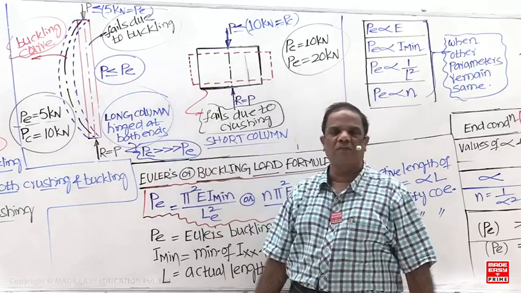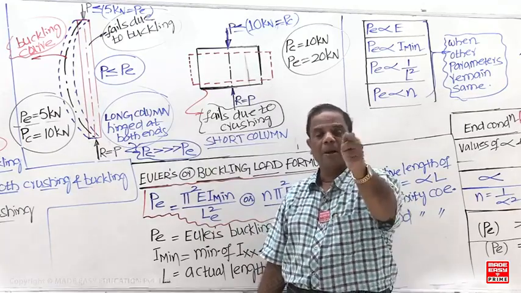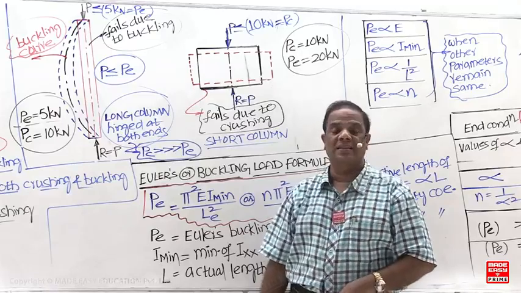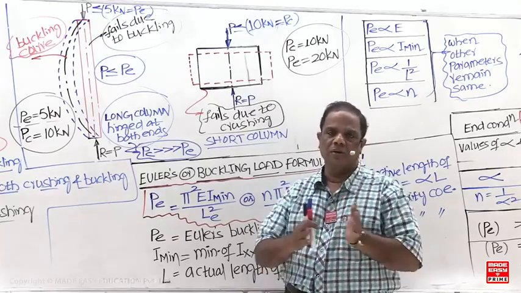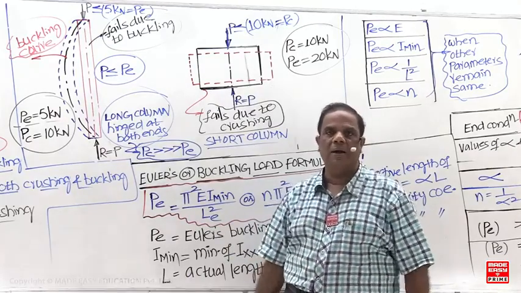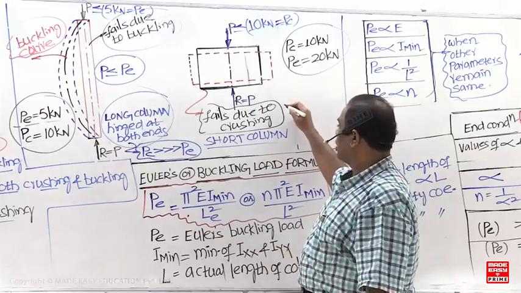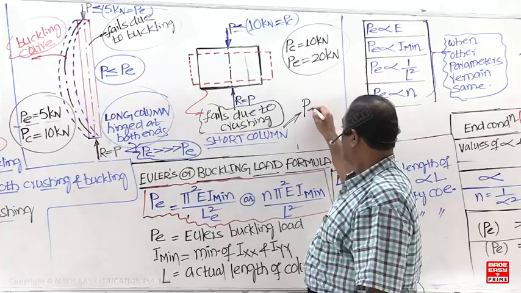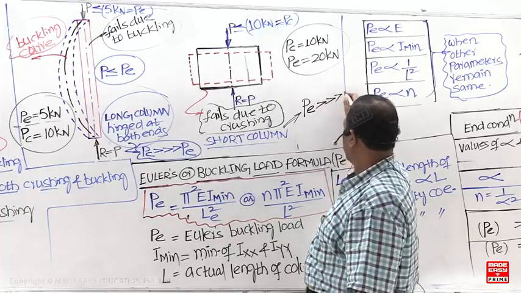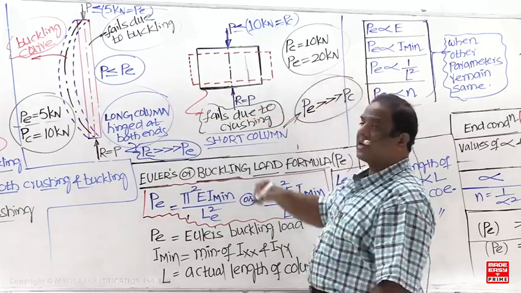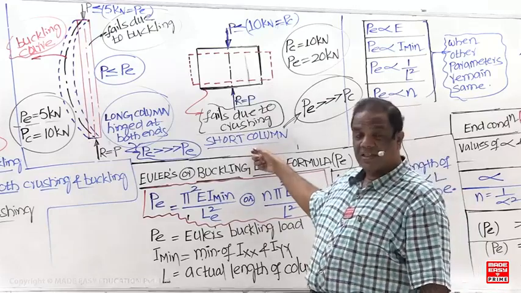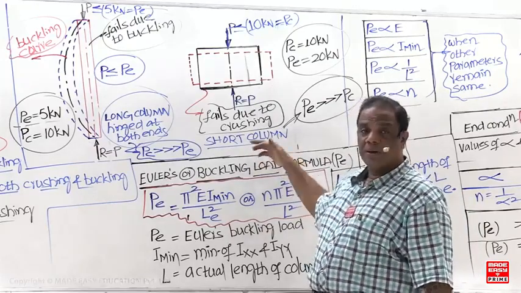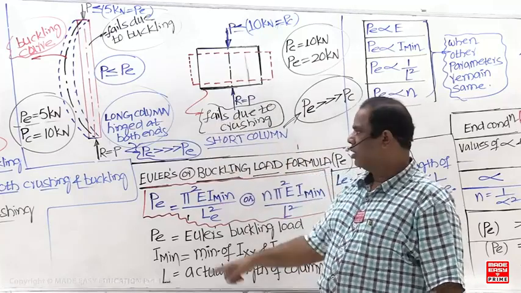And what is the buckling load definition? Maximum compressive load that a column can withstand without undergoing any axis deviation, that is, without any buckling. So always for a short column, what is the condition? Buckling load is greater than crushing load. That's why these columns should be designed based upon the crushing load. Short column should be designed based upon the crushing load.